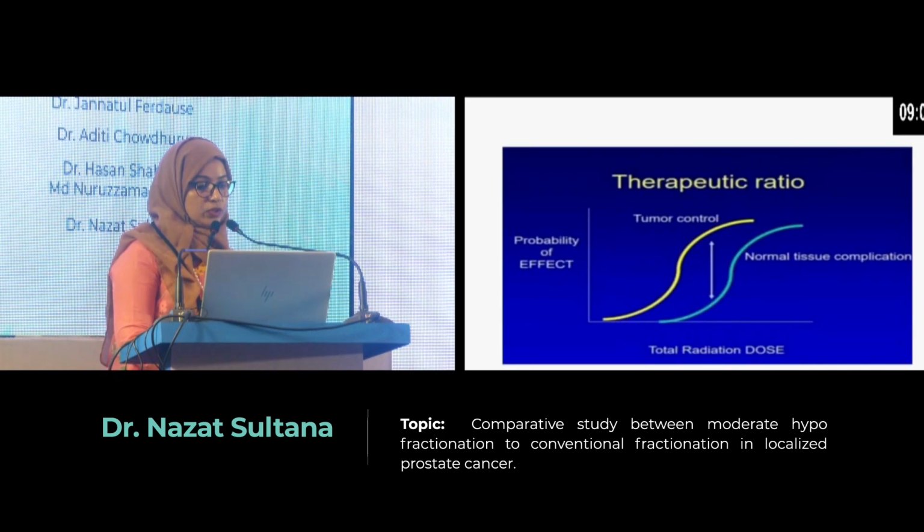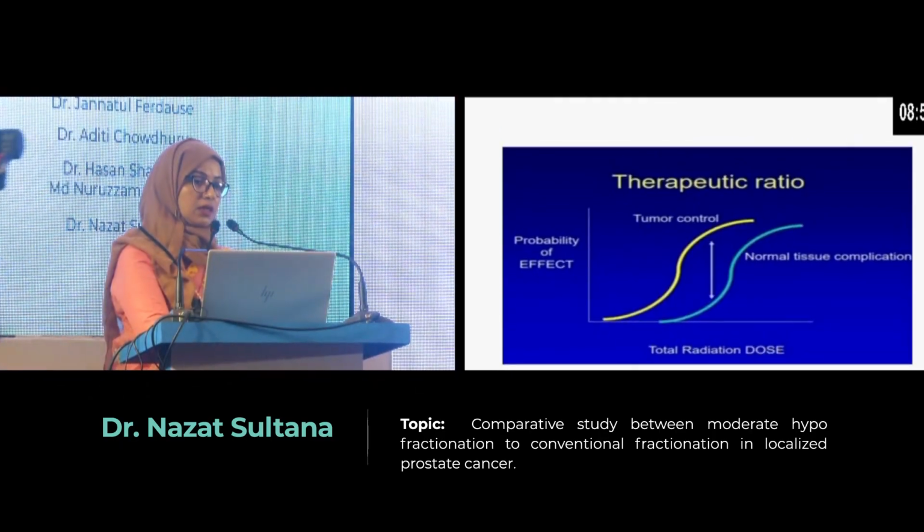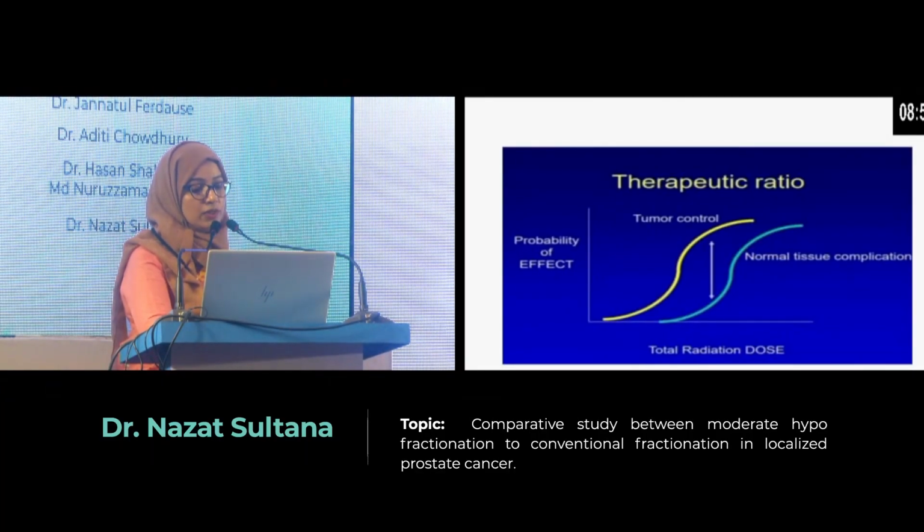Now, therapeutic ratio. Why hyperfractionation in prostate cancer treatment? As all of you know, the therapeutic ratio is the ratio of tumor control to normal tissue complication probability, and an improved therapeutic ratio favors a trade-off between the tumor and the normal tissue.